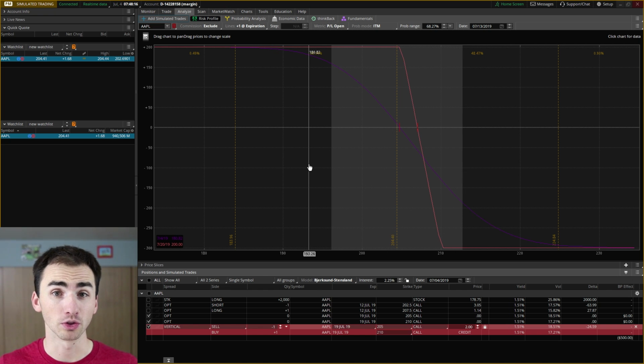So even though you have that trade on and it's already up money and it looks great, I would always suggest taking it off, because that's how spreads are. You risk a certain amount to make a certain amount. They're not like calls where, oh, the stock's going great, I can just keep holding on.